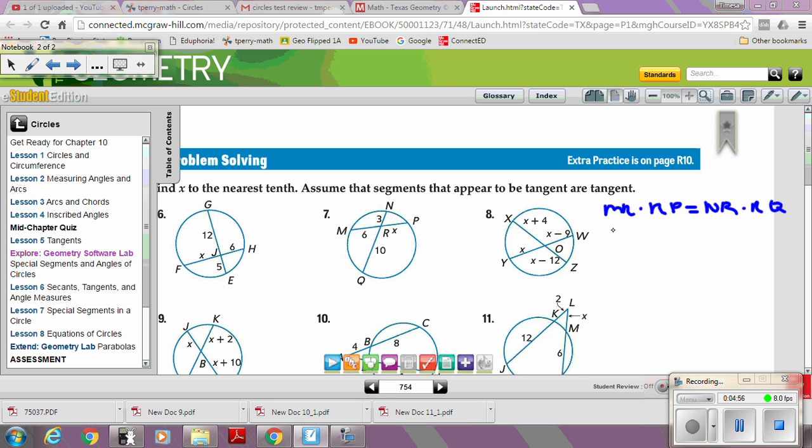If I fill in the values, MR is 6, RP is x, NR is 3, RQ is 10. So that's the equation. Let's multiply. You have 6x is equal to 30. Divide both sides by 6. So you get x is equal to 5.